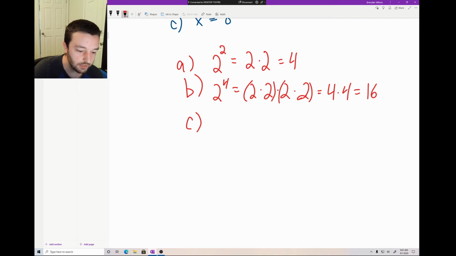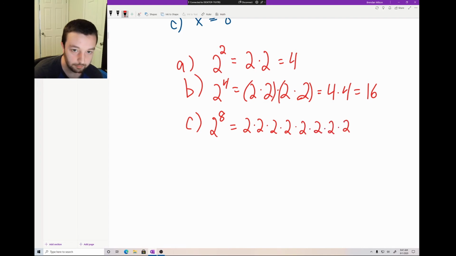For C, x equals 8. So now we have 2 to the 8. Now it's going to get pretty big here. So you can just sit here and do it manually, or again, we already did 2 times 2 times 2 times 2 up above. That's what the last problem was, that's 2 to the 4th. So we just have to do that twice. So it's really 16 times 16.